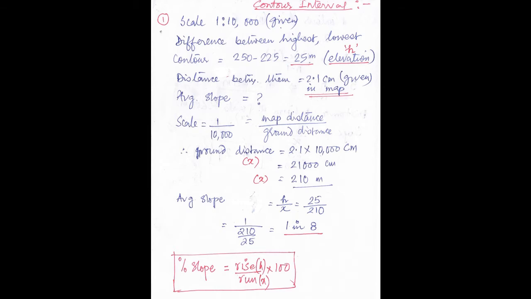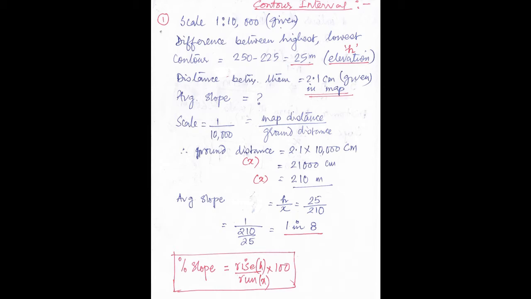Let us see how to solve the problem. Here scale is given as 1:10,000. Difference between highest and lowest contour, that is the elevation, small h, we can find it out. 250 minus 225 equal to 25 meter. The distance represented in map is given as 2.1 centimeter. We have to find the average slope.